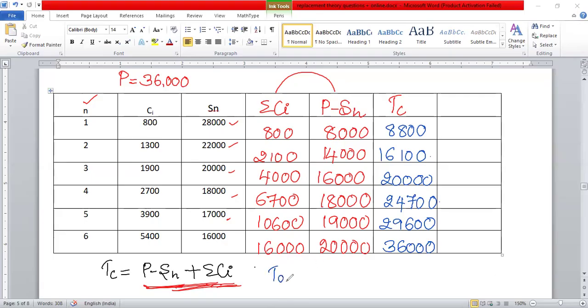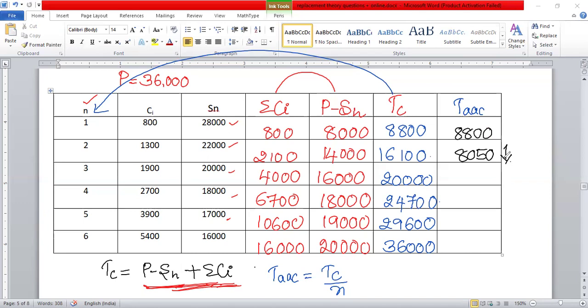Now one more formula, total annual average cost. So TC divided by N. That is AAC, TC divided by N. Now 8,800 divided by 1 is 8,800. Now 16,100 divided by 2 is 8,050, decreasing. 20,000 divided by 3 is 6,666.66, decreasing.